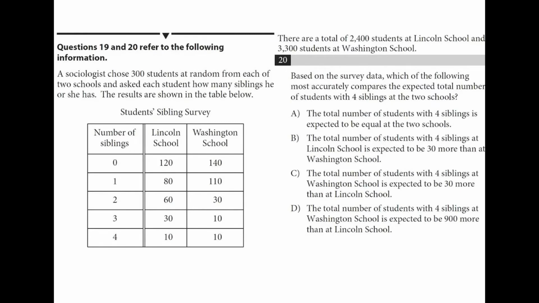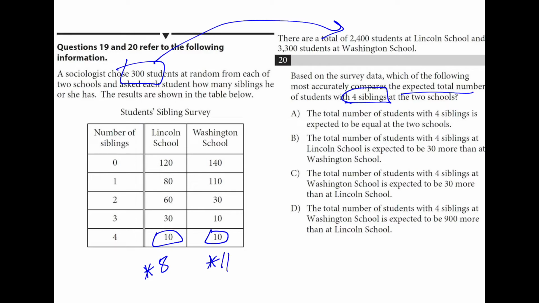Based on the survey data, which of the following most accurately compares the expected total number of students with 4 siblings at the two schools? So that's 10 and 10, based on 300 students from each. So Lincoln High School, we're going to multiply by 8 because 300 to 2,400. And we're going to multiply by 11 at Washington School to get to 3,300. So it's 80 and 110. 30 more at Washington, which is what C says.